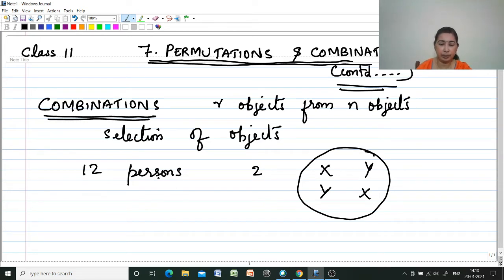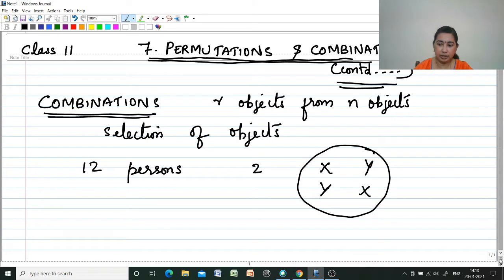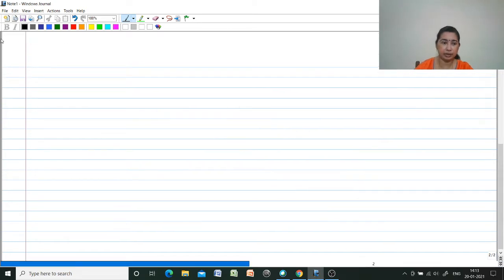So 12 persons, 12 objects taken 2 at a time, that is called combination. So combination means merely selection. From 5 balls we can select 2 balls. All these come under combination. So in permutation it is arrangement, whereas in combination it is selection. For this we have a few things to remember in combination.